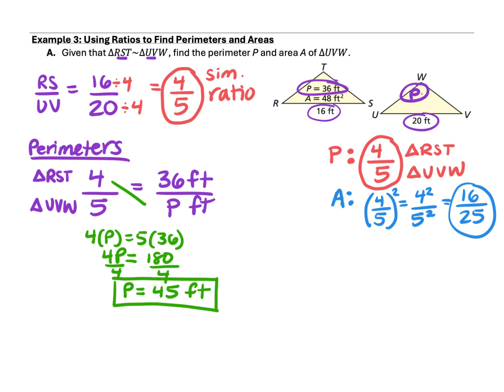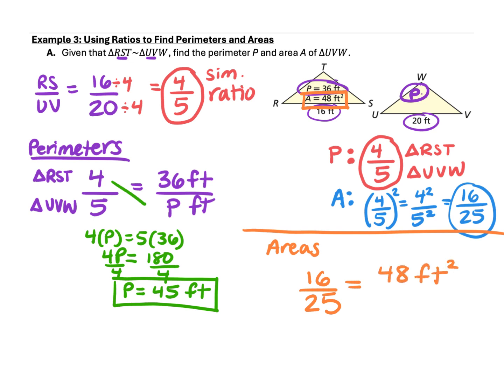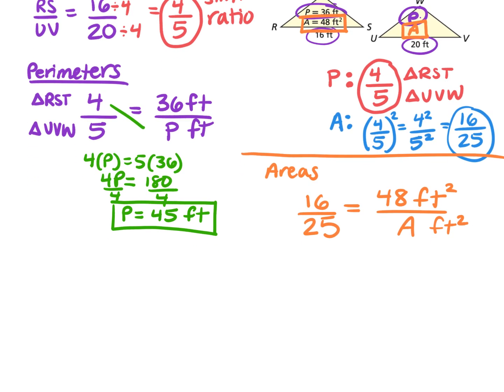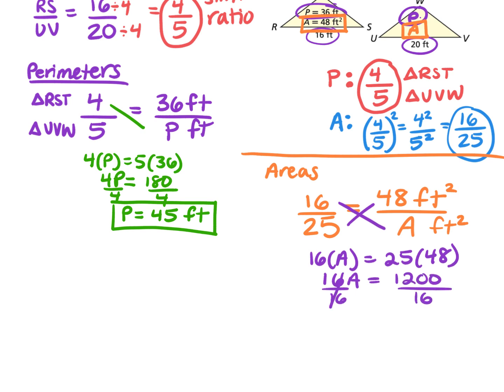Next, let's go ahead and find the areas. So for the areas, we have to just make sure that we use the area ratio, which is 16 over 25. Well, 16 over 25, I have the area of this first triangle, the 48 feet squared, and we are missing the area of the second triangle. I'm going to just call it A for area. And now we can solve that proportion using cross products. So let's go ahead and take 16 times A equals 25 times 48. That's 16A equals 1,200. Divide by 16 on each side, and you will get A equals 75. So that means that the area is 75, and then don't forget to add in the unit, square feet.